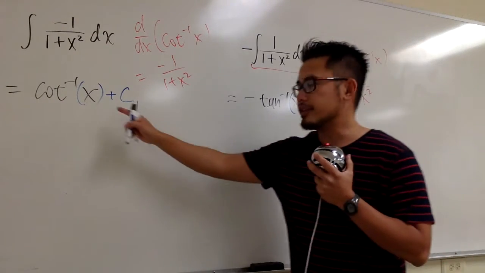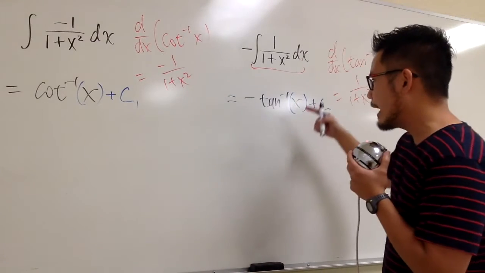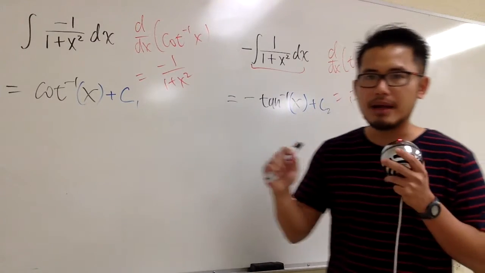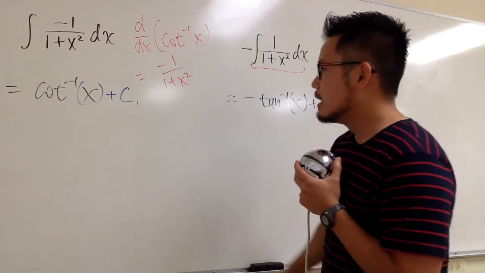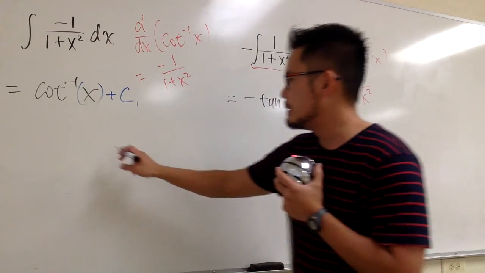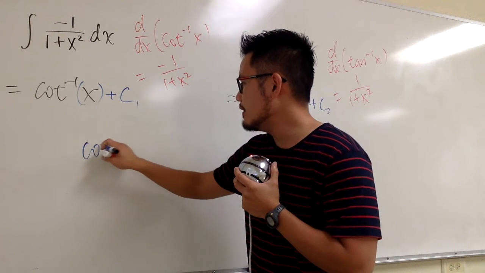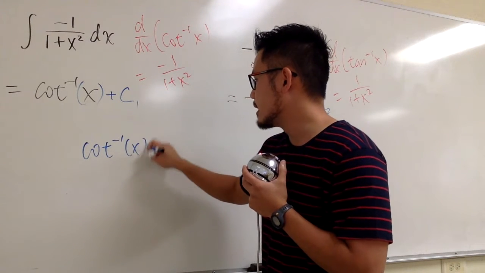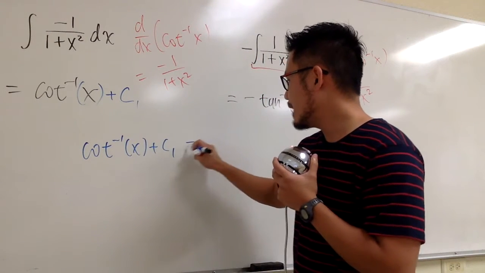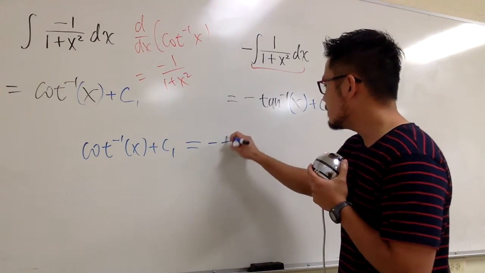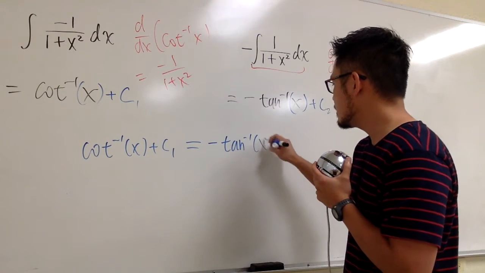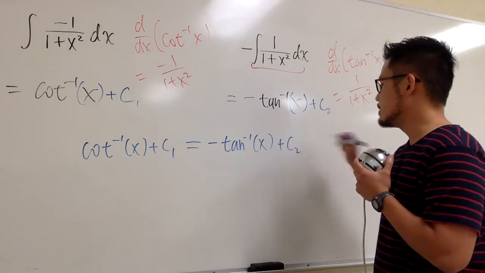And now I can tell you this, it's actually okay to be the same as that. They are just off by a constant. And now let me go over the secret behind all this with you guys. If I put these two together, let me write it down right here for you: inverse cotangent x plus C1. I do have the right to put them equal to each other: negative inverse tangent x plus C2.